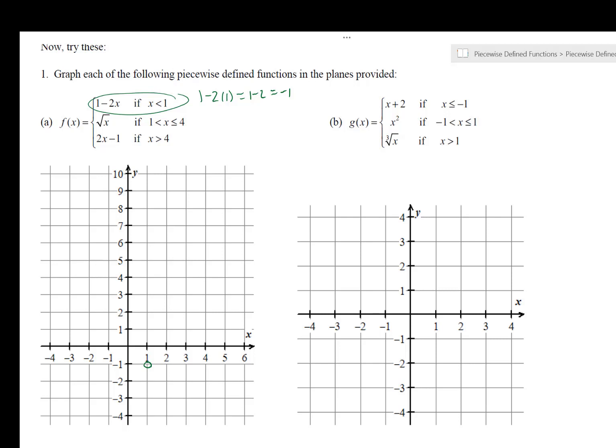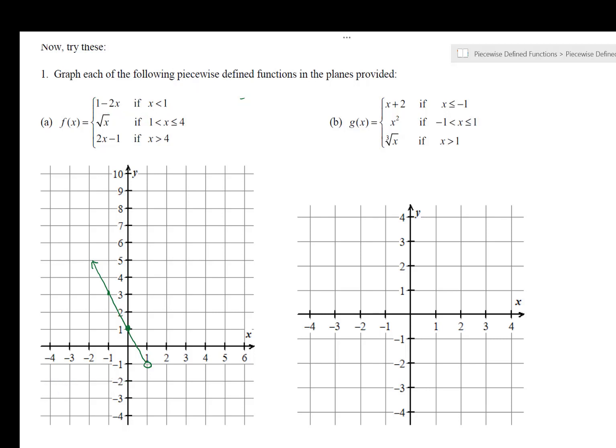If x was 0, we'd be at 1. If x was -1, we'd be at 3, and so on. I get that line there, like so. That is the line y equals 1 minus 2x, and notice it's only true for values of x less than 1.